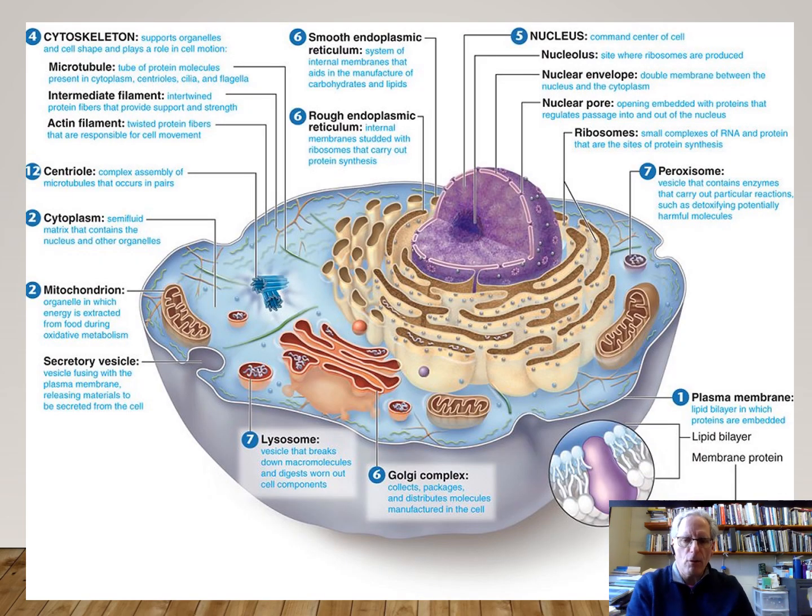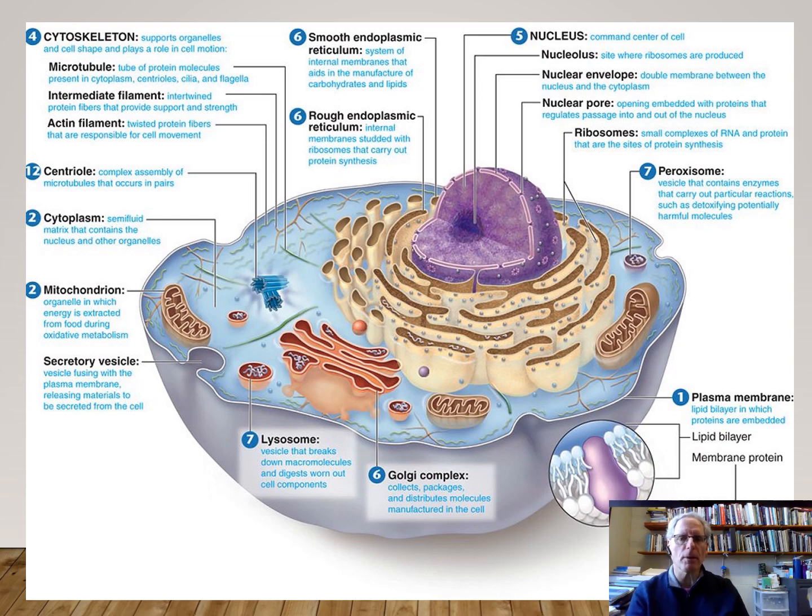So the cells of our bodies are eukaryotic cells. Bacteria are prokaryotic cells. Prokaryotic cells do not have any internal compartments. Eukaryotic cells have an abundance of membrane-bound internal compartments. The functions of the cell tend to be localized to those membrane-bound compartments.